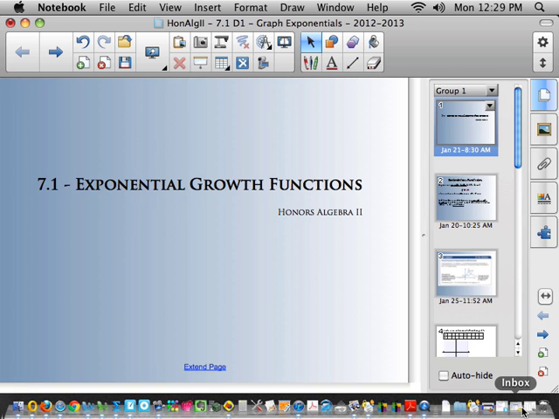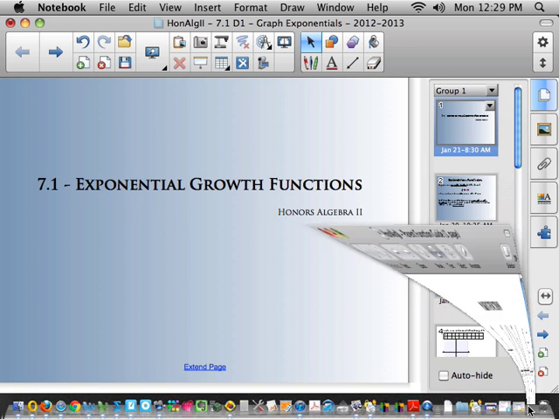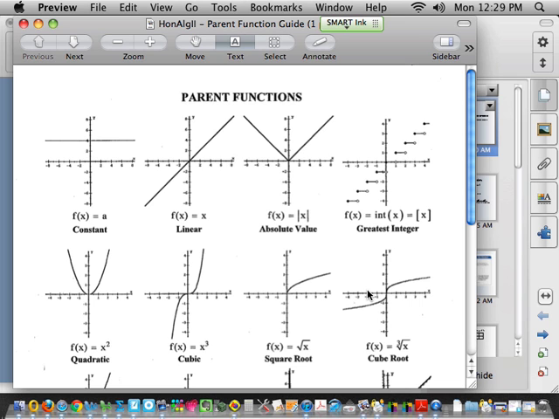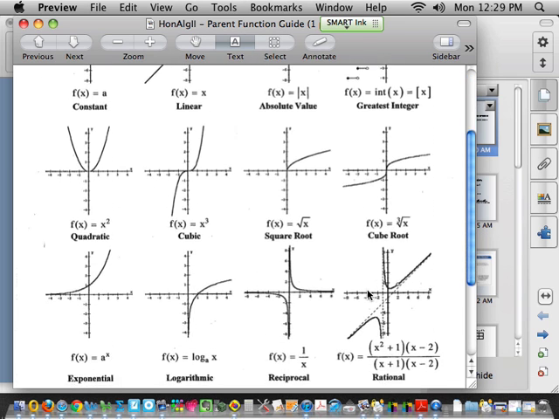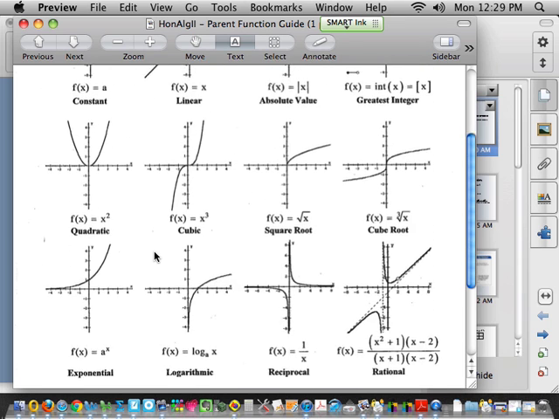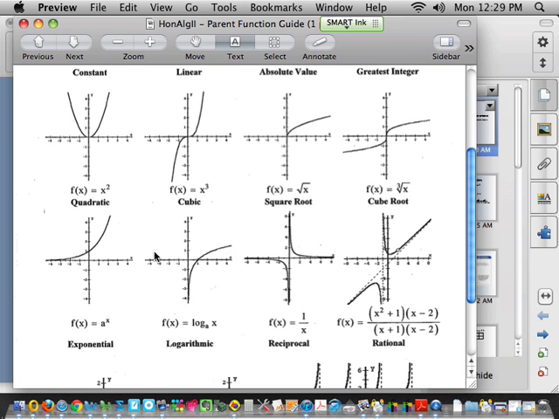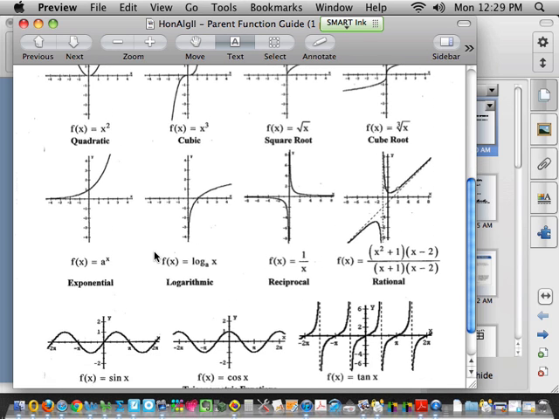A couple things you want to make sure you have out. First, make sure you have your notes out that I gave you in class, as well as, if you could, pause the video and take out your parent function guide. As you can see on your screen right now, there's one more thing we want to add to the mix, and that is on the third line. There's the exponential graph. When you look at this, there's one thing I wanted to make an adjustment with to make sure it aligns with your book.